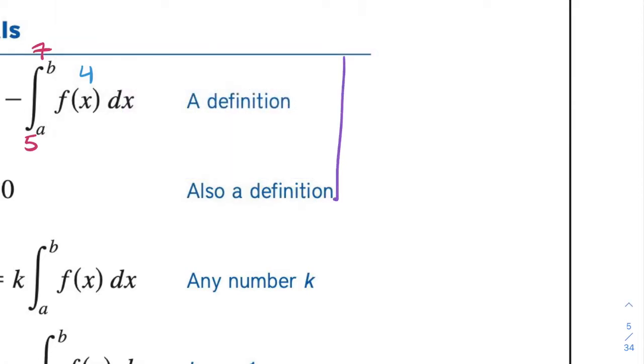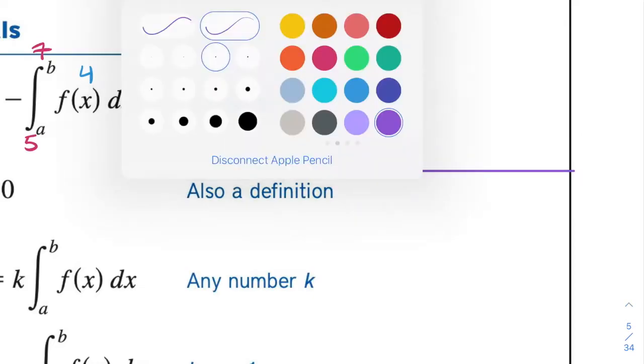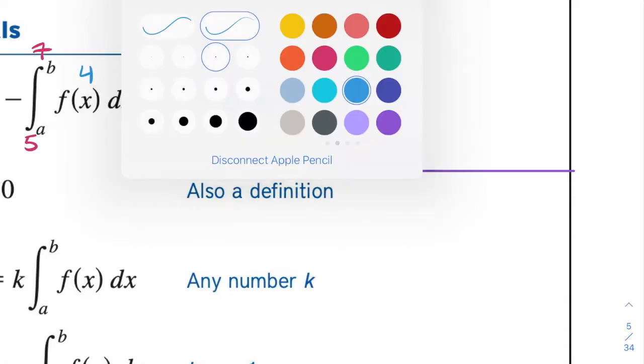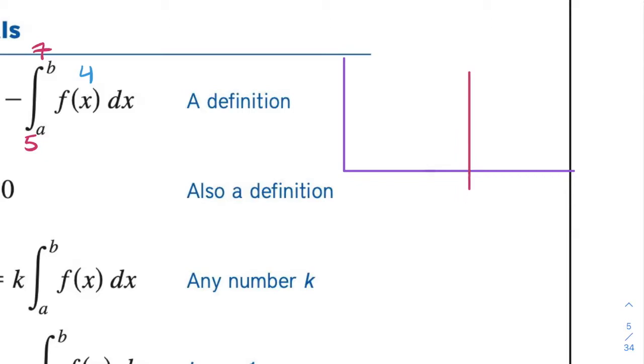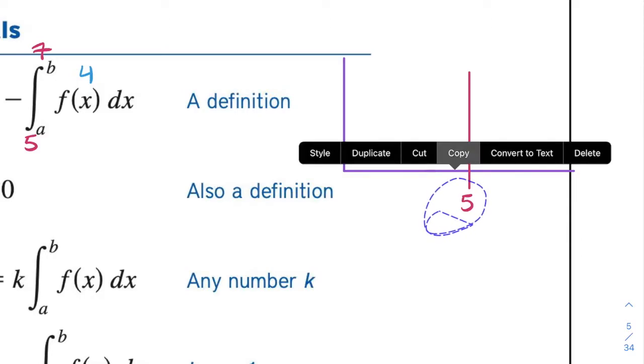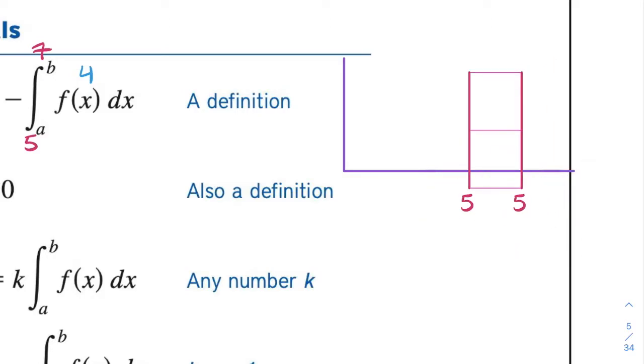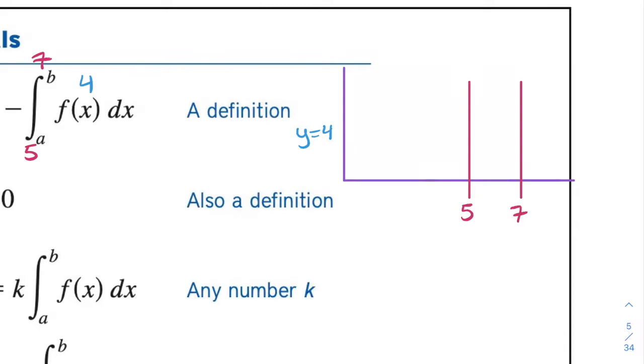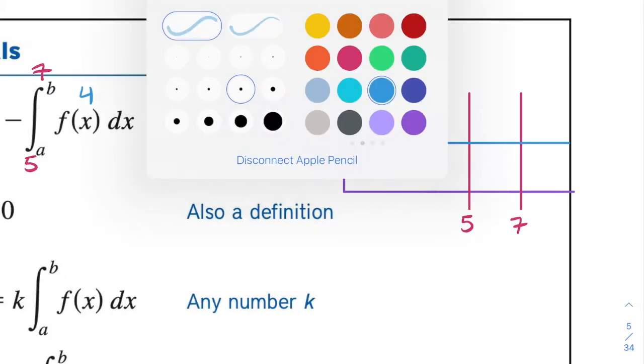If I were to graph this out, and I were to have from 5 to 7, oh wait, let me use the same colors. So from 5 to 7, and we graph the function 4. So here's the function 4, here's y equals 4. We would shade this area right here.